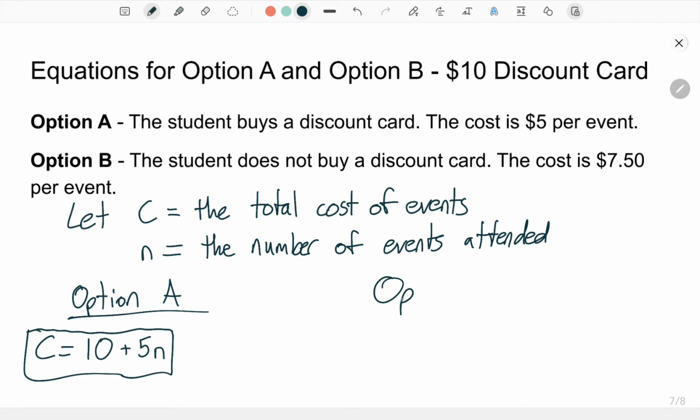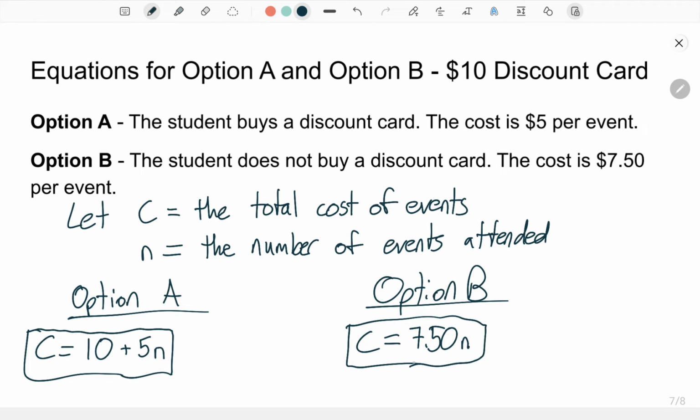Okay, what about option B? So for option B, again, we're going to start off with the cost. This time, we have no discount card, so we don't have an initial $10 that we're paying. All we have is $7.50, so we're going to do $7.50 times the number of events we go to. And just like that, we have the equation of option B. So it's a simpler one, $7.50 times n.